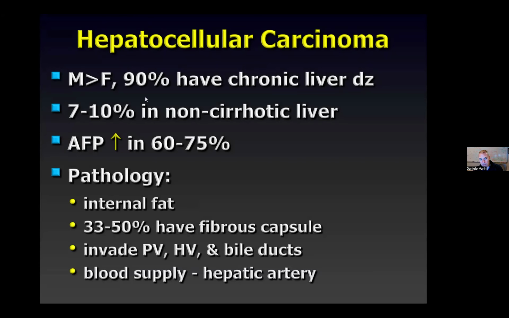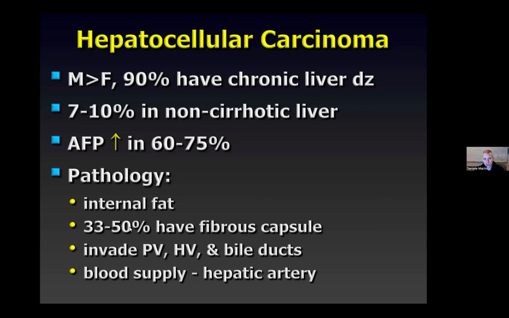90% of these lesions of hepatocellular carcinoma in Western countries are associated with chronic liver disease. But it's important to recognize that in about 10% of cases, these lesions can also happen in patients without underlying chronic liver conditions. Many times, hepatocellular carcinoma is associated with elevated AFP, alpha-fetoprotein levels in the blood, but imaging provides the most important diagnostic finding to make a diagnosis.